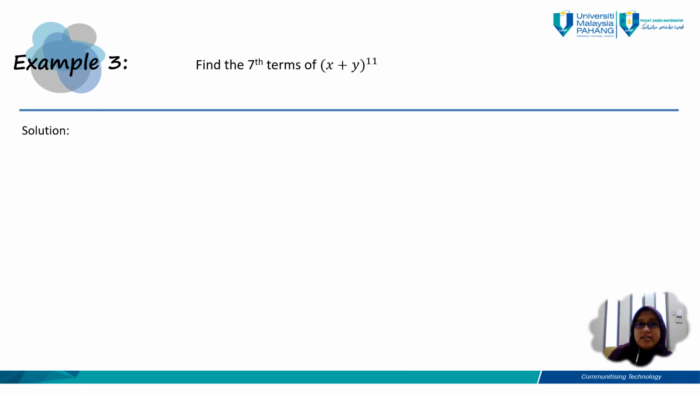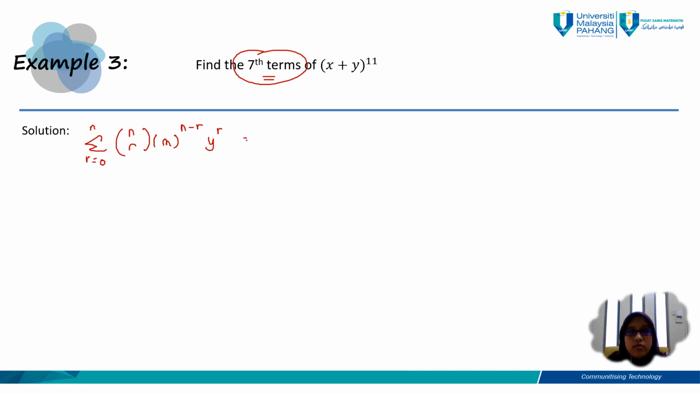Alright, continue with example number 3. Now, find the seventh term of (x plus y) to the power of 11. In the first example, we expanded. In the second example, we found the coefficient. For this one, how to find the seventh term? If we expand with the binomial theorem, the sum from r equal to 0 until n of n choose r, x to the power of n minus r multiplied with y to the power of r.